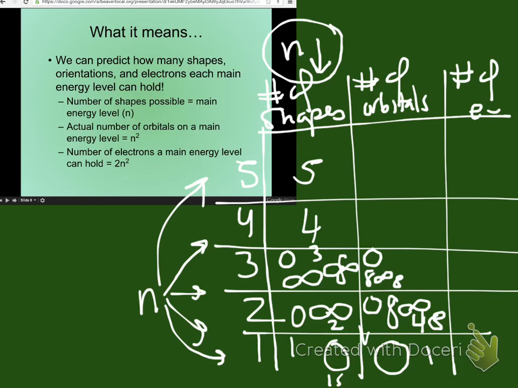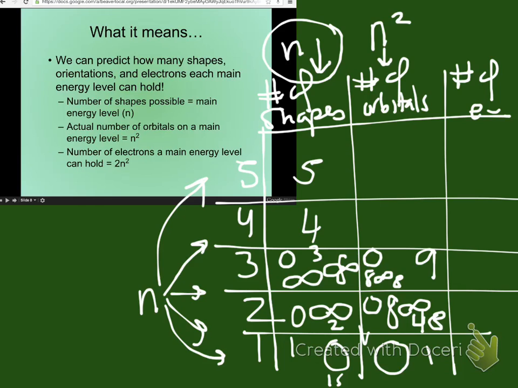Okay, well on the third main energy level, we have 1 s, we have our 3 p's, we're up to 4. How many d's do we have? 5, so 4 plus 5 is what? How many orbitals do we have here? 9. Anybody see any patterns so far? N squared is the actual number of orbitals.